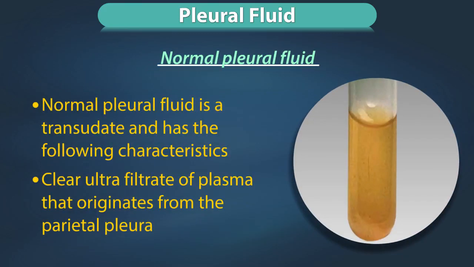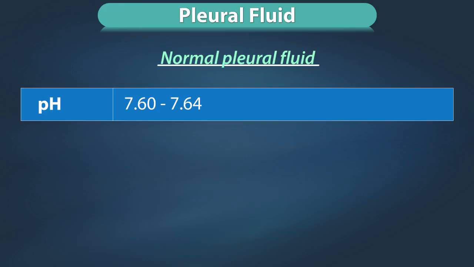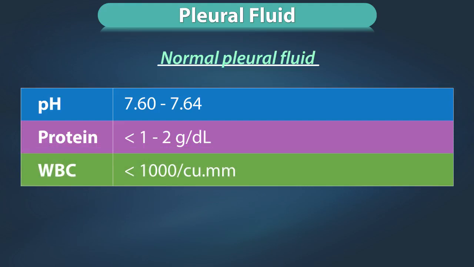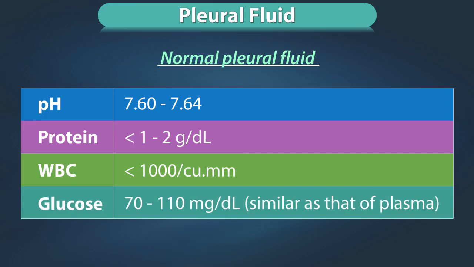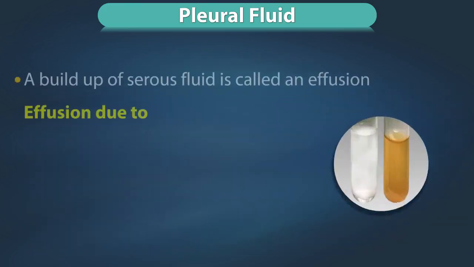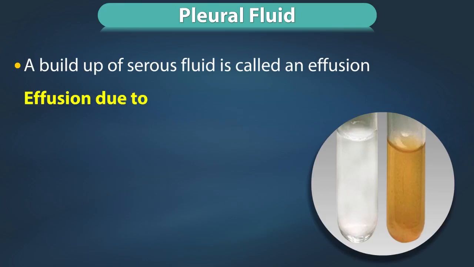Normal pleural fluid is a transudate and has the following characteristics: clear ultrafiltrate of plasma that originates from the parietal pleura, has a pH of 7.6 to 7.64, protein content of less than 1 to 2 grams per deciliter, fewer than 1000 white blood cells per cubic millimeter, glucose content similar to that of plasma, lactate dehydrogenase less than 50% of the plasma levels. A buildup of serous fluid is called an effusion.